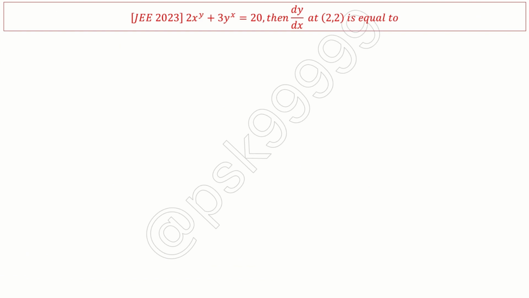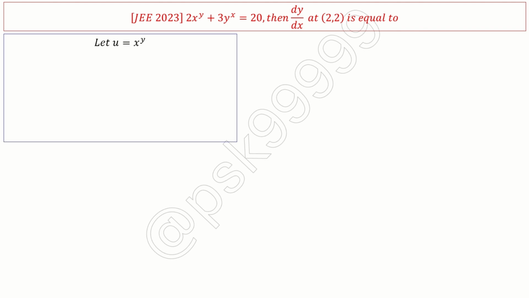This is a very simple question in JEE actually. The only reason I chose this one is because some of you are making mistakes. Whenever you see a power, f of x to the power of g of x, if you want to differentiate, you have to use logarithm, correct? But if the function comes like 2 x to the power of y plus 3 y to the power of x equal to 20, then dy by dx at (2, 2) is equal to, then you need to take each term separately. You call this u, you call this v, and then differentiate separately and then add both of them. That's what we should do.